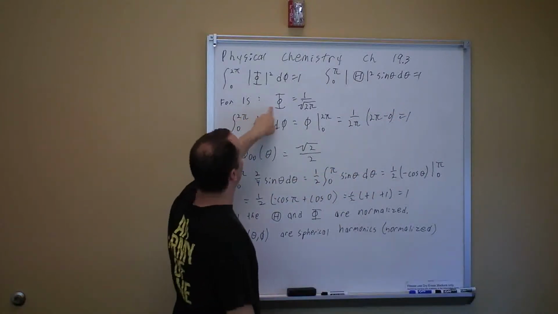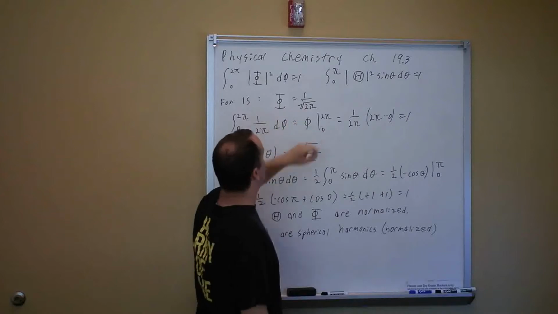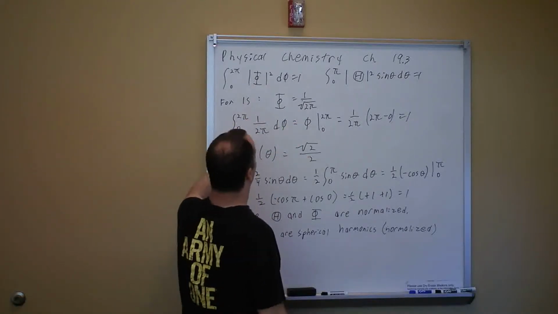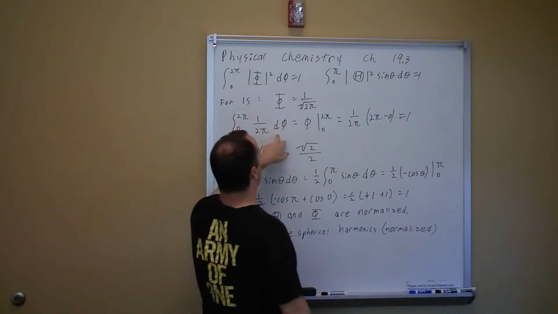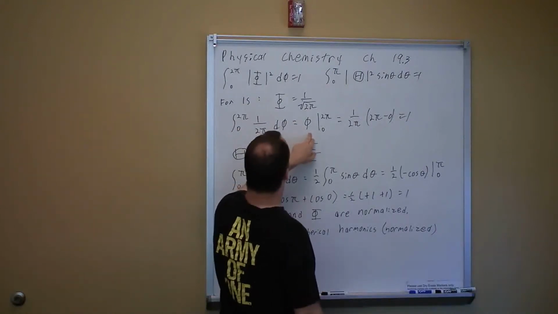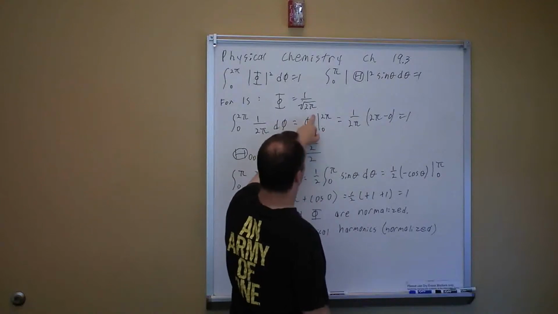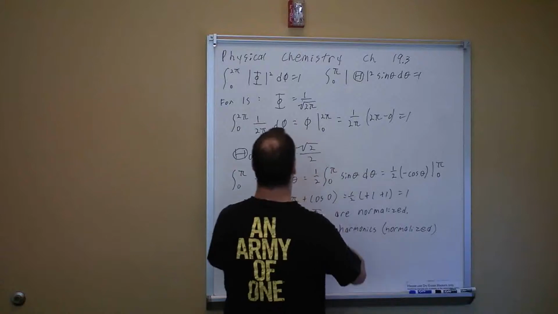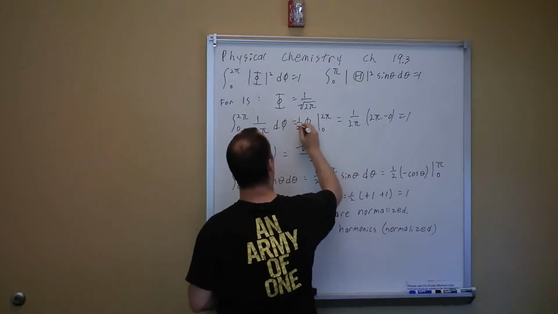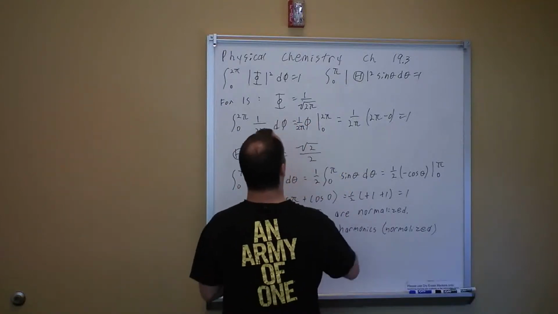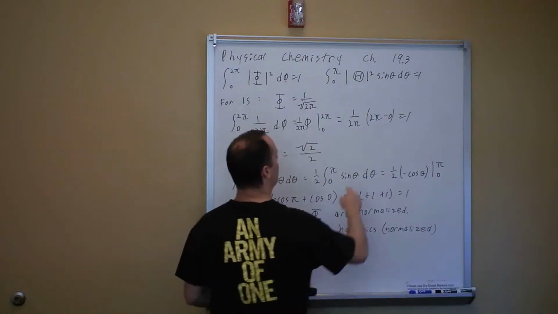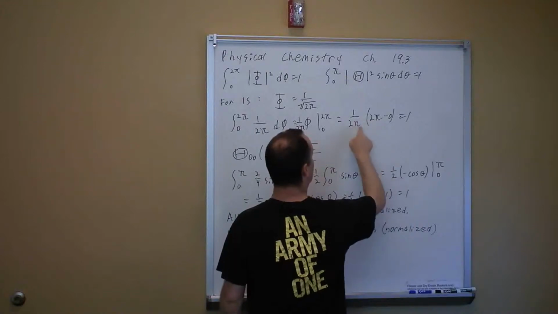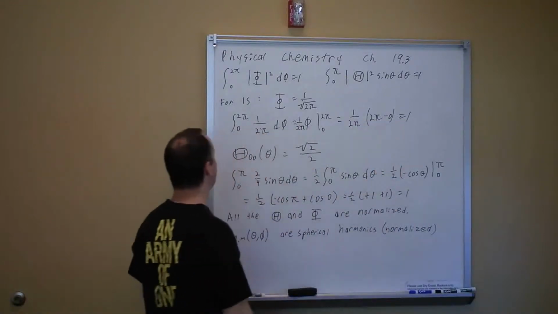Now for a 1s shell, capital phi is 1 over 2 pi. So we have the integral from 0 to 2 pi of 1 over 2 pi d phi. That's just 1 over 2 pi times phi evaluated from 0 to 2 pi. The 2 pi over 2 pi is going to cancel out, and you get 1.